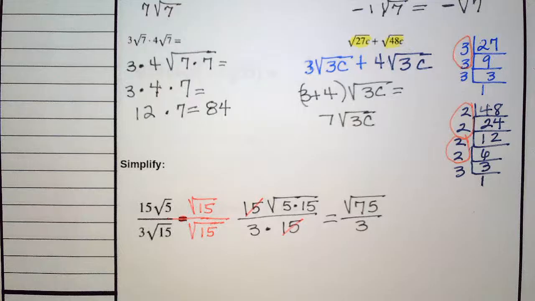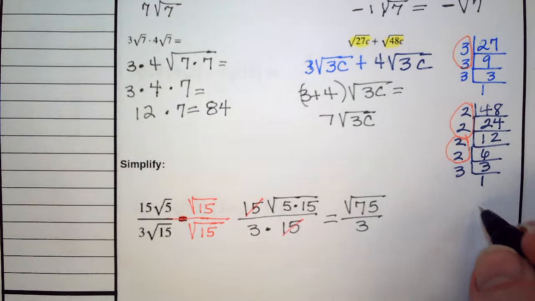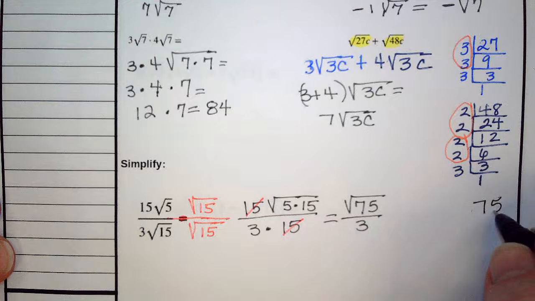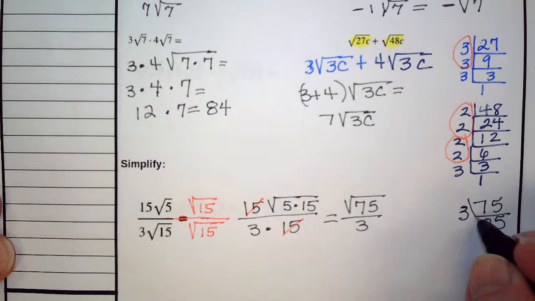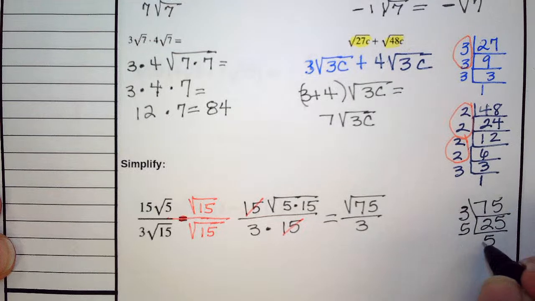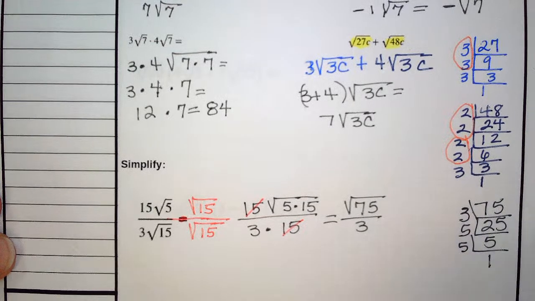Am I done yet? No. Can I simplify that square root of 75? Well, yeah. So if I'm looking at 75, I can divide it by 3, and I get 25. Divide it by 5, I get 5. Divide it by 5, I get 1, and I'm done.